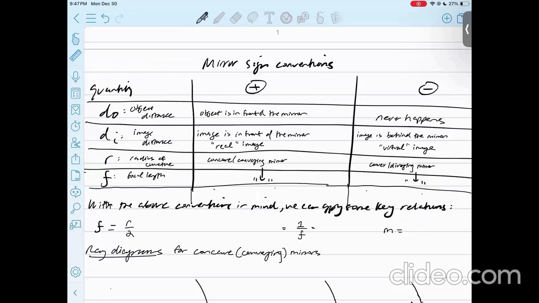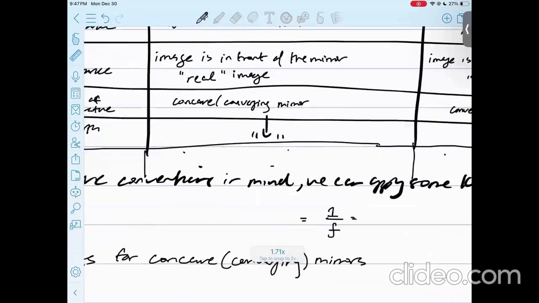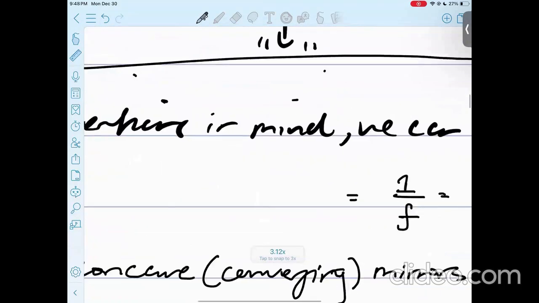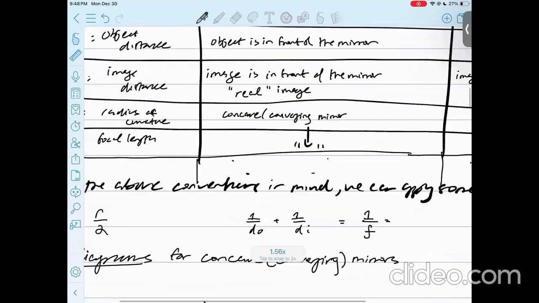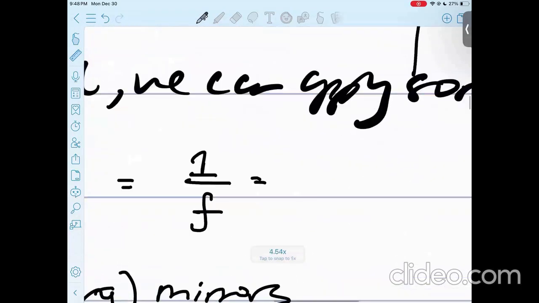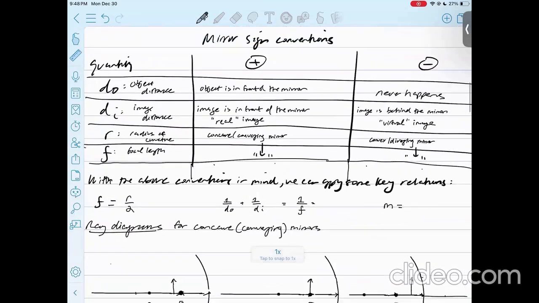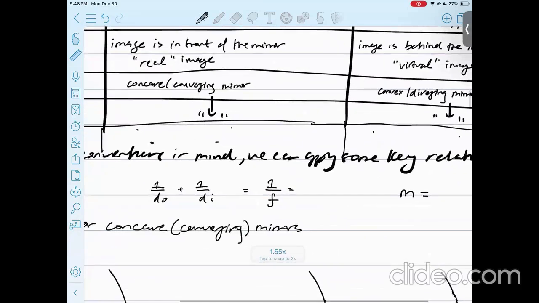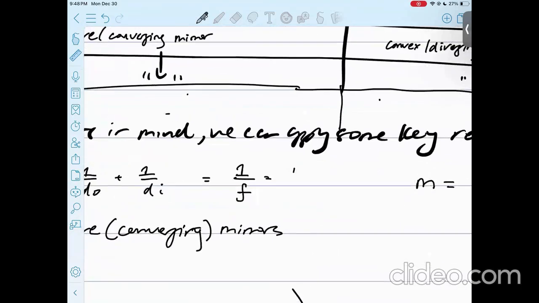Okay, so that's our first key equation, that f equals r over 2. Another very important equation is that 1 over the object distance plus 1 over the image distance equals 1 over the focal length. And since the focal length is equal to half your radius of curvature, this is 1 over r over 2, and that's 2 over r. So you can write it in terms of the radius of curvature as well.